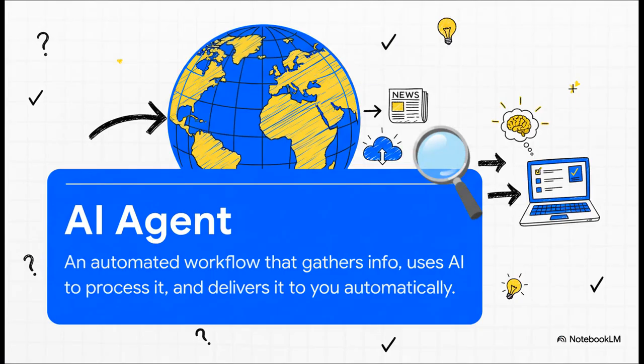So, what in the world is an AI agent, really? Let's keep it simple. Just think of it like a little assembly line of tasks that you set up one time. It goes out and finds info, uses AI to think about it, tidies up the results, and then just delivers them to you, all by itself.